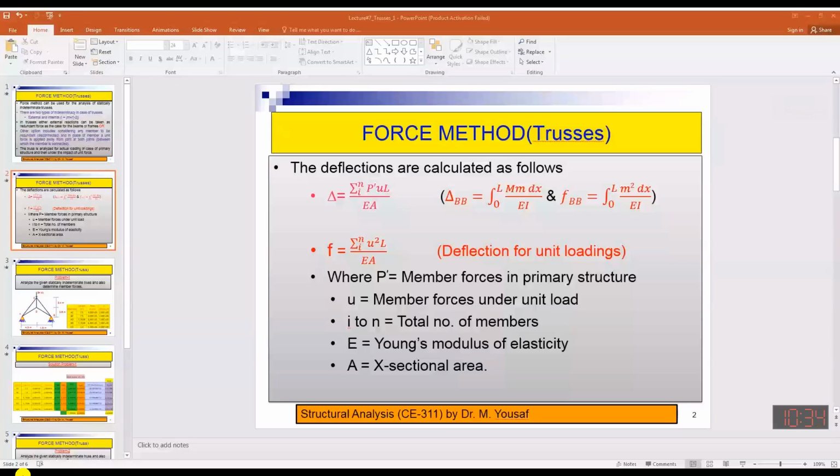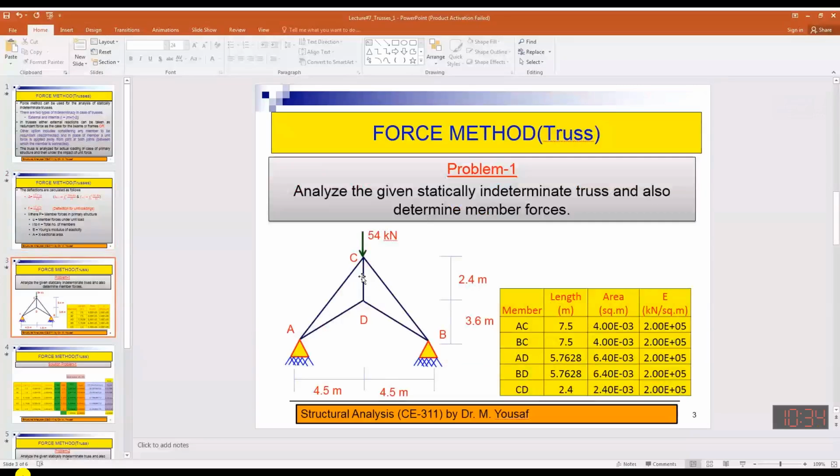So now we move on to the next slide. Now this is a truss which is being loaded by a 54 kilonewton load vertically downward. This height is 2.4 meter. This is 3.6, and these are the supports. Roller supports are there. So from this you can see that there are four reactions.